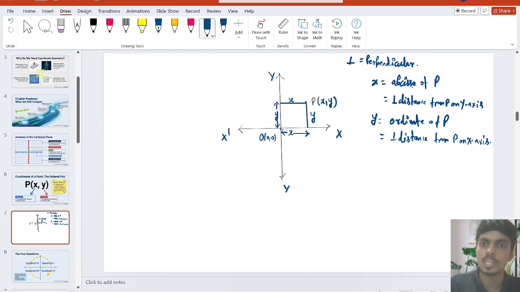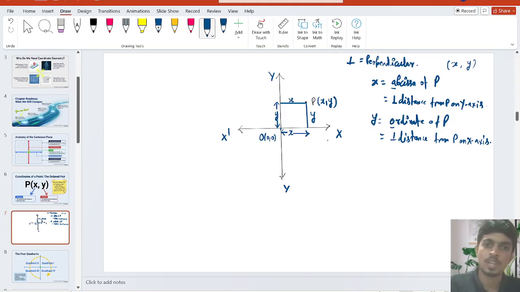The first is known as abscissa and the second is known as ordinate. How to remember it? Here A and here O. First A comes, so the first is x, and O comes after A, so the second is y. Also, x comes before y in alphabetical order.